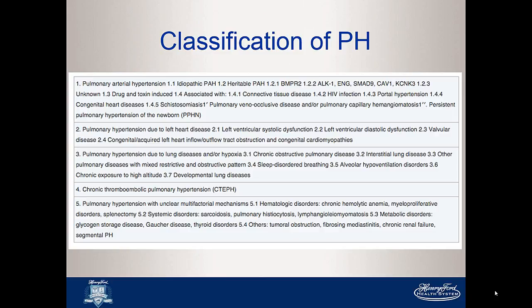This is a slide that everyone's seen. This is from the 2013 NICE classification of PH. We're going to focus mostly on Group 3 disease here: any lung disease that causes hypoxemia, leading to pulmonary hypertension. So we're going to spend a bulk of the time talking about COPD and ILD. We're also going to cover hypoventilation and combined pulmonary fibrosis and emphysema.